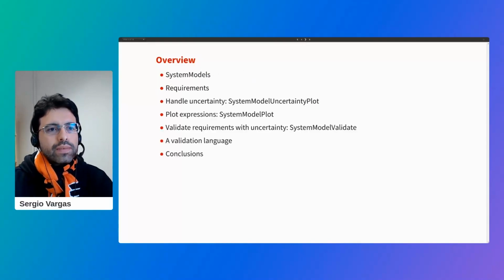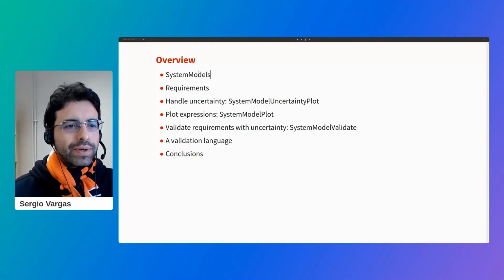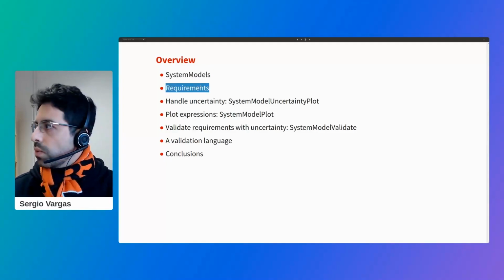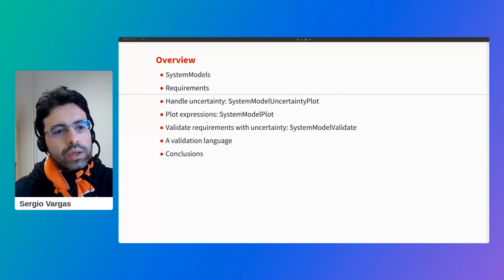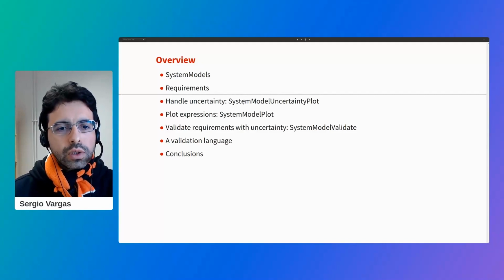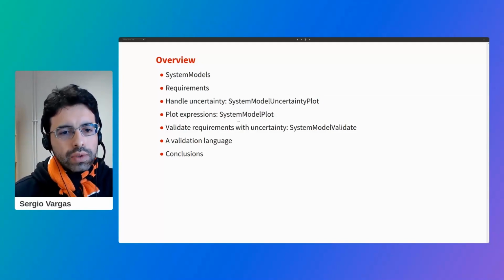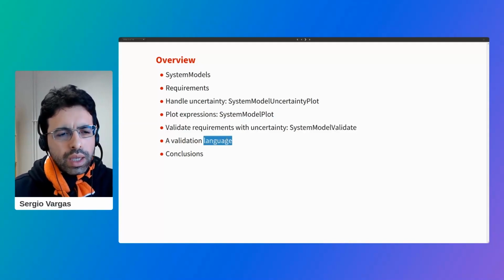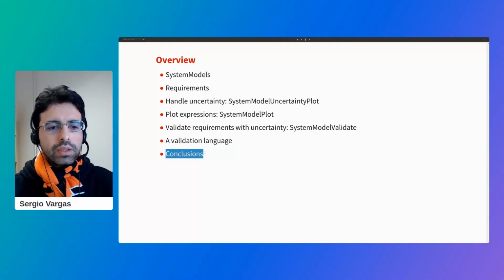So this is kind of the overview. First, I'm gonna give a quick recap on what system modeling is in the Wolfram language. Then we're gonna dig right into requirements and what they are. Then we're gonna see how we can already graphically validate some very simple requirements with functions such as system model uncertainty plot and system model plot. Then I'm going to move right into the functionality, which is based around the function system model validate. I'm going to briefly discuss maybe some of the validation language depending on the time available. And then I'm just going to go into the conclusions.